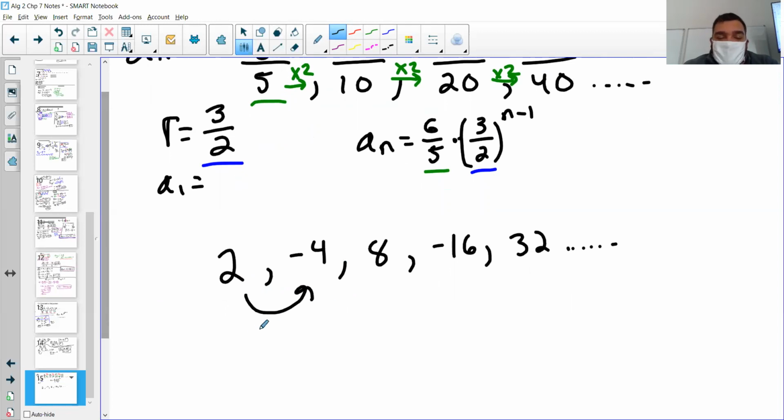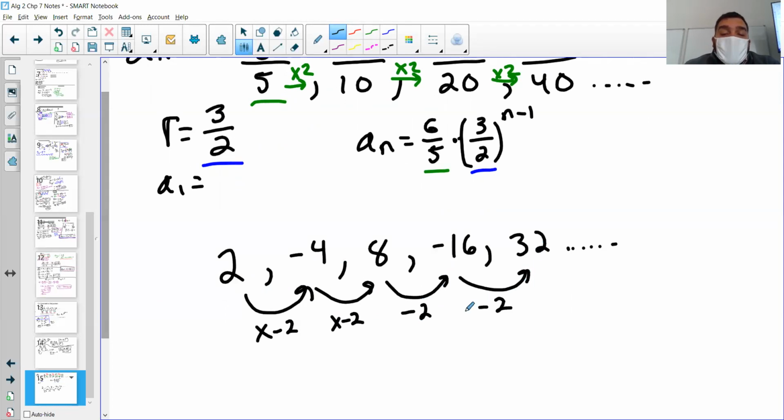Good. So the pattern is -2, because look here. -4 times -2 becomes +8. 8 times -2 becomes -16. 16 times -2 will give you +32. a_n equals 2 times (-2) to the n minus 1. Make sure you put parentheses around the -2 because you want to indicate that the -2 is being raised to the exponent.